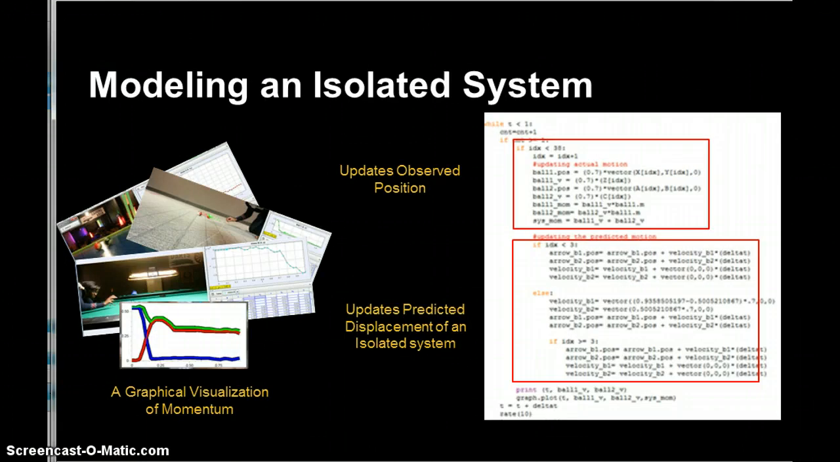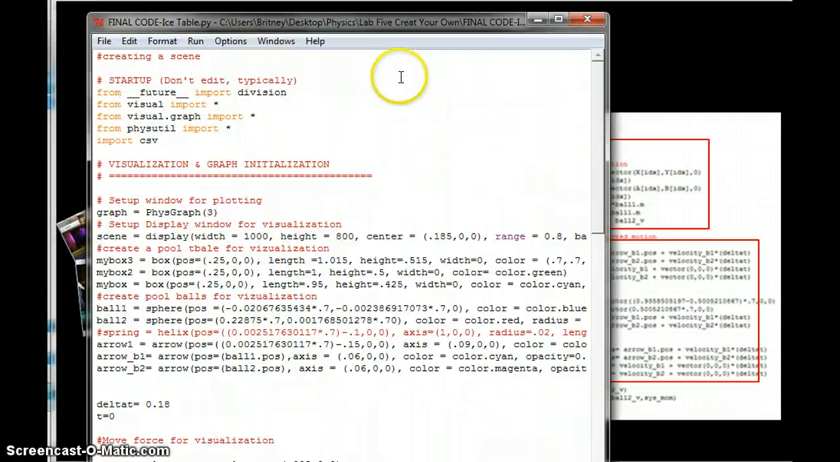Using position data for balls 1 and 2, I created a code that takes measurements made from observations in Tracker and models these changes in position while comparing the predicted positions of an isolated system that starts out with the same initial velocity. The code also graphically displays the change in momentum of the balls individually and together as they act as an isolated system.